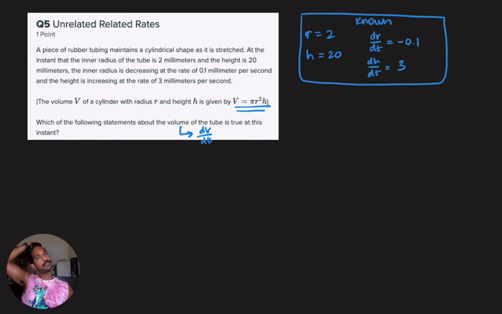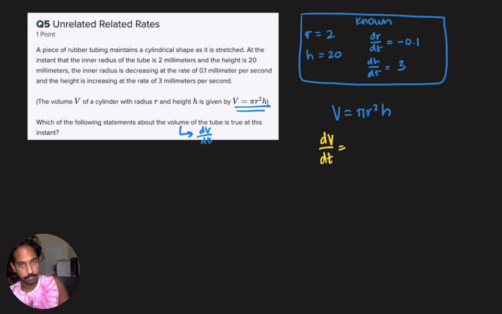Now, what I'm noticing that we have to do next is use this formula, V equals pi r squared h. But the thing is, it doesn't say anything about dV/dt. In order to get that, we need to differentiate both sides. When we do that, we get dV/dt equals pi r squared h. That pi will come out, and then we do the derivative of this portion, r squared h.